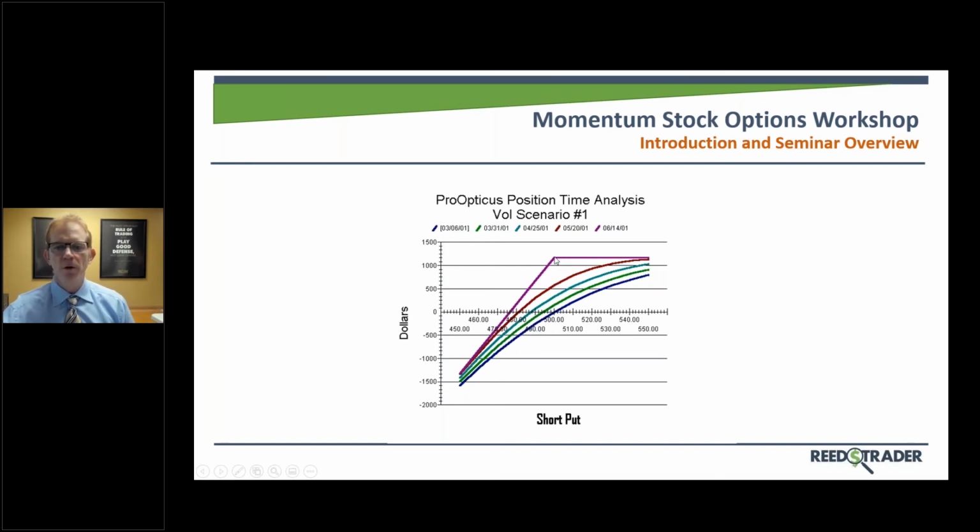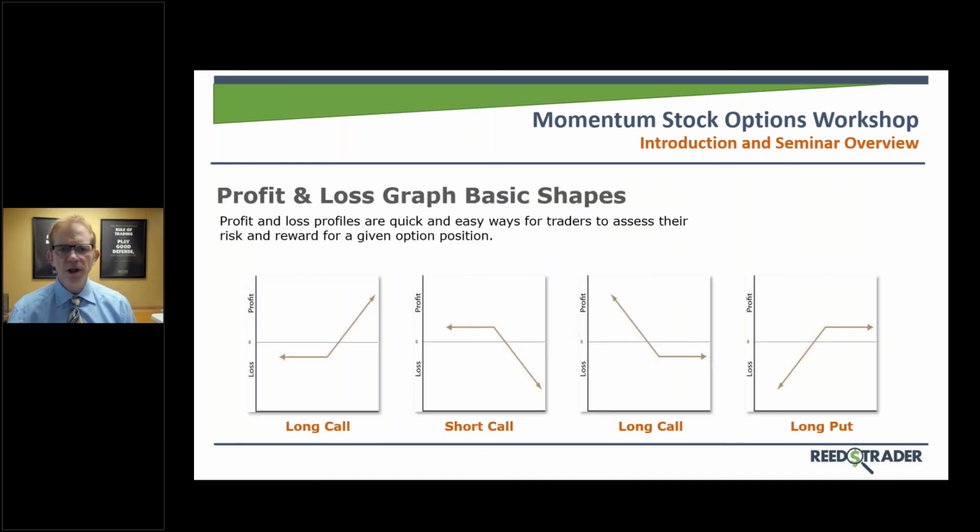So people again like to sell these because they make money every day the market doesn't do anything, but they're sacrificing that. Basically, they're taking on the risk of this big move down. So here you are. Here's the basic graph shapes that we learned for the 4 different types of options.